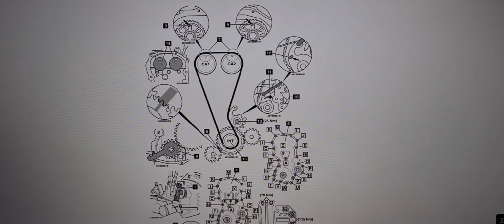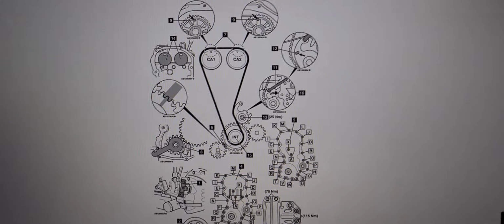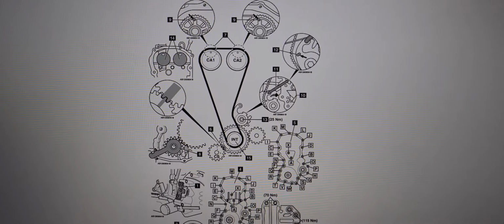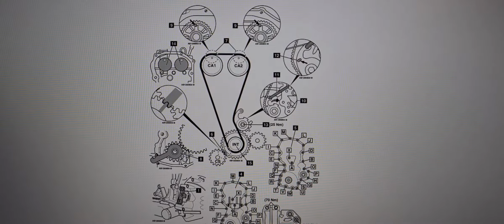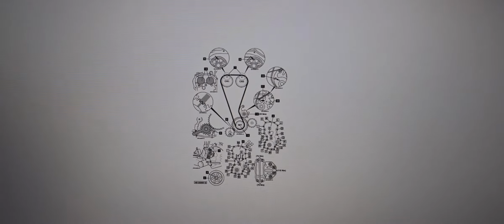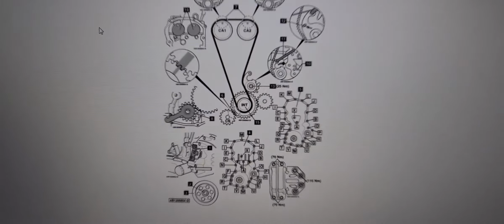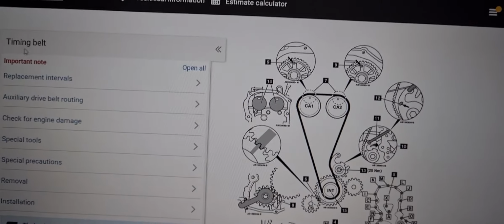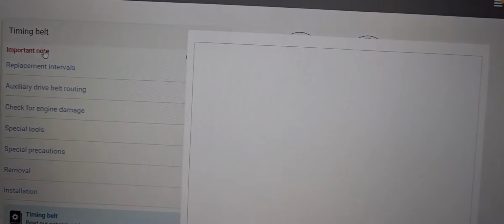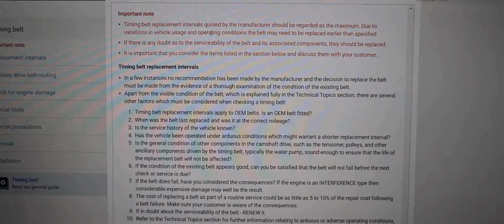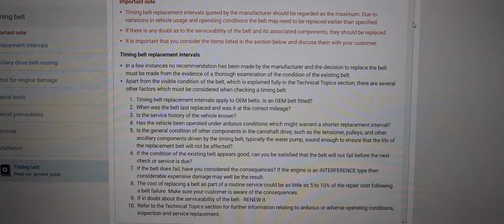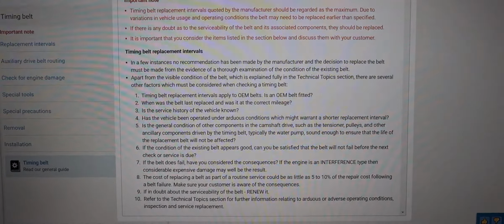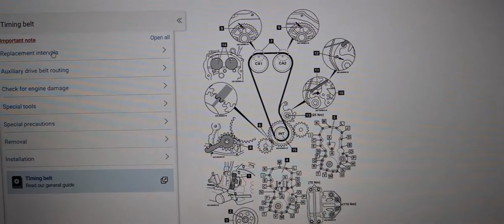We're also going to look at the technical details for this, and also look at the diagram for the drive belt for the same vehicle. Right, so firstly, an important note for you to have a look at, please. Now the replacement intervals.